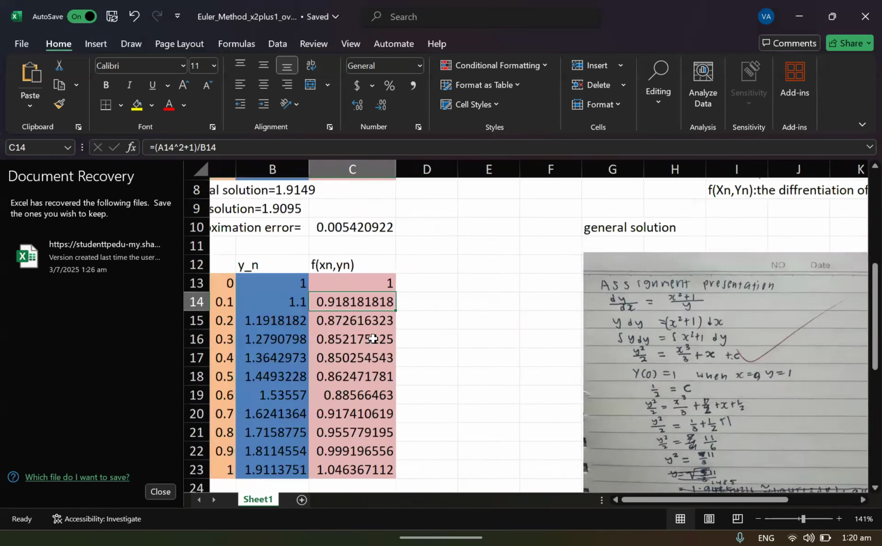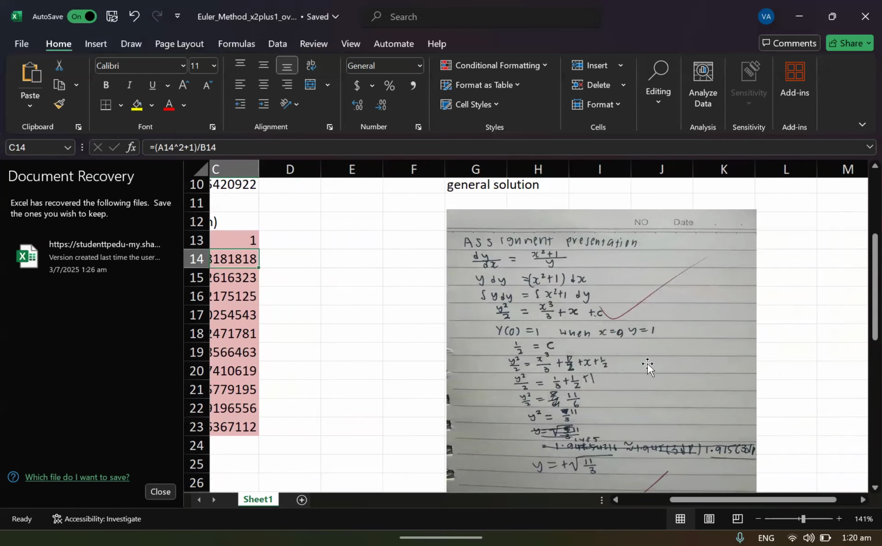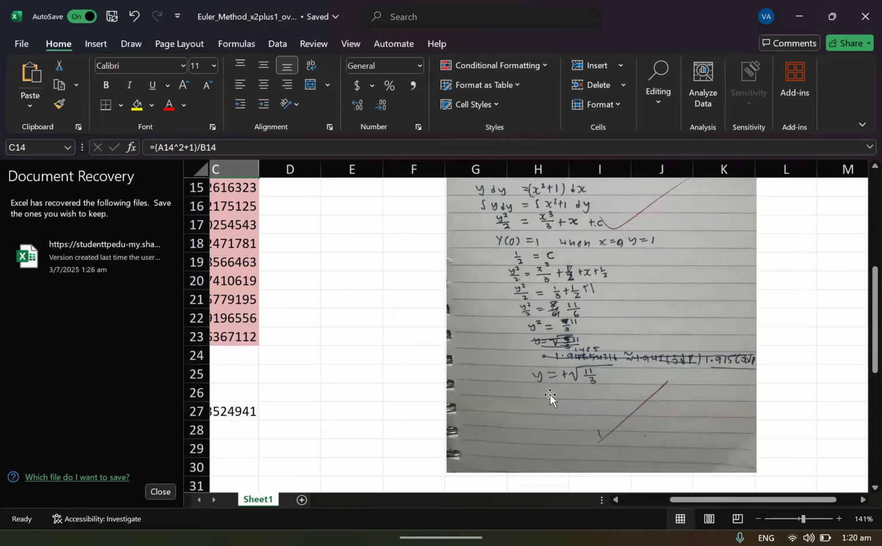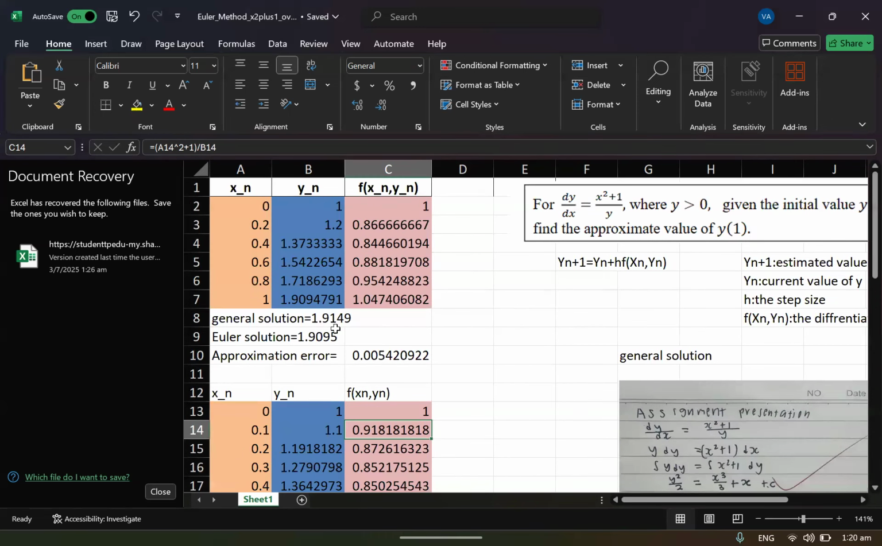Let's move on to my general solution. For the general solution, I found dy/dx = x squared plus 1 over y, and I found that y equals plus square root of 11 over 3. I eliminate the negative because they say y is more than 0. So square root of 11 over 3, I put it as 1.9149 to 4 dp. Then my Euler solution I found here is 1.9095.